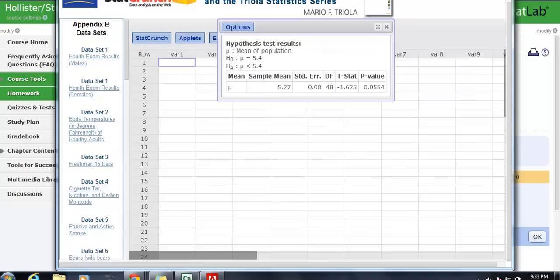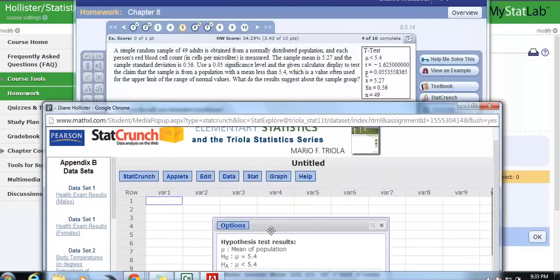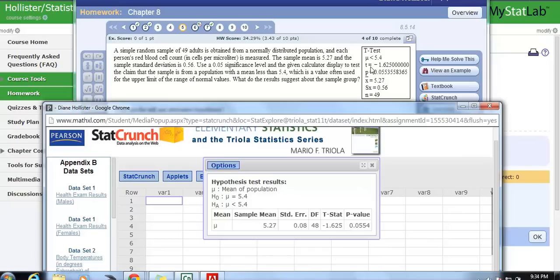Now these values should correlate with the ones that they already gave us from the other software. So if you look here, you see your t-value. It does match the t-value up here. P-value 0.0554 matches the p-value 0.0554. So you know that you did these correctly.